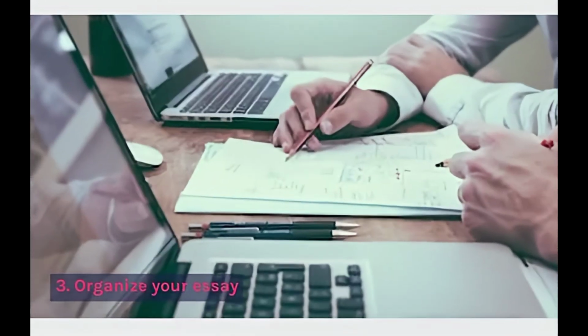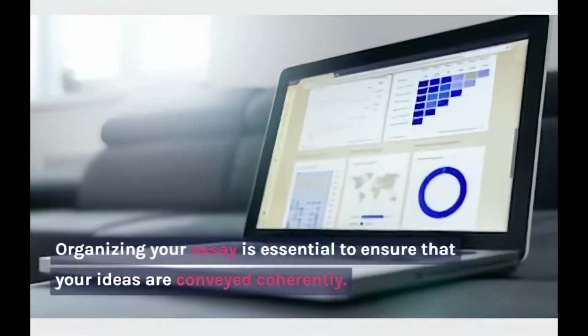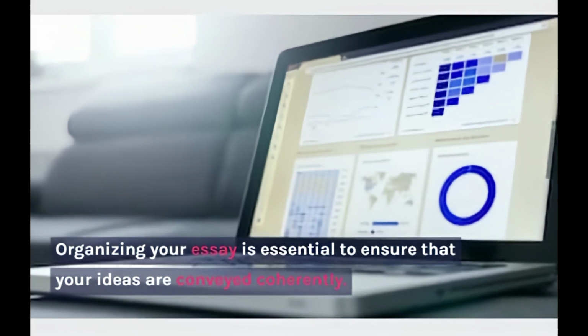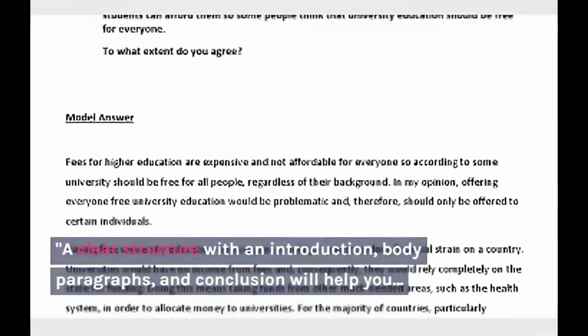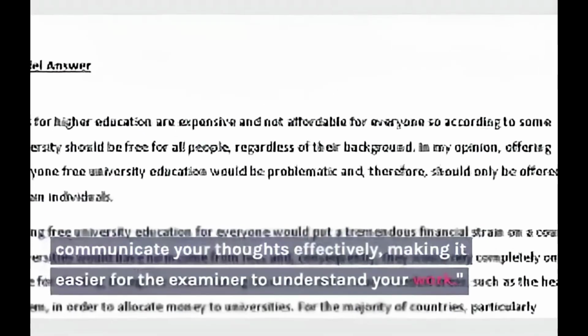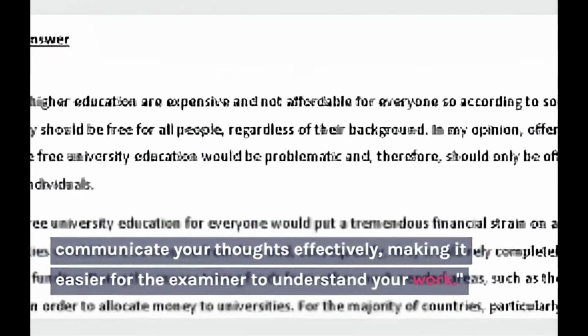3. Organize your essay. Organizing your essay is essential to ensure that your ideas are conveyed coherently. A clear structure with an introduction, body paragraphs, and conclusion will help you communicate your thoughts effectively, making it easier for the examiner to understand your work.